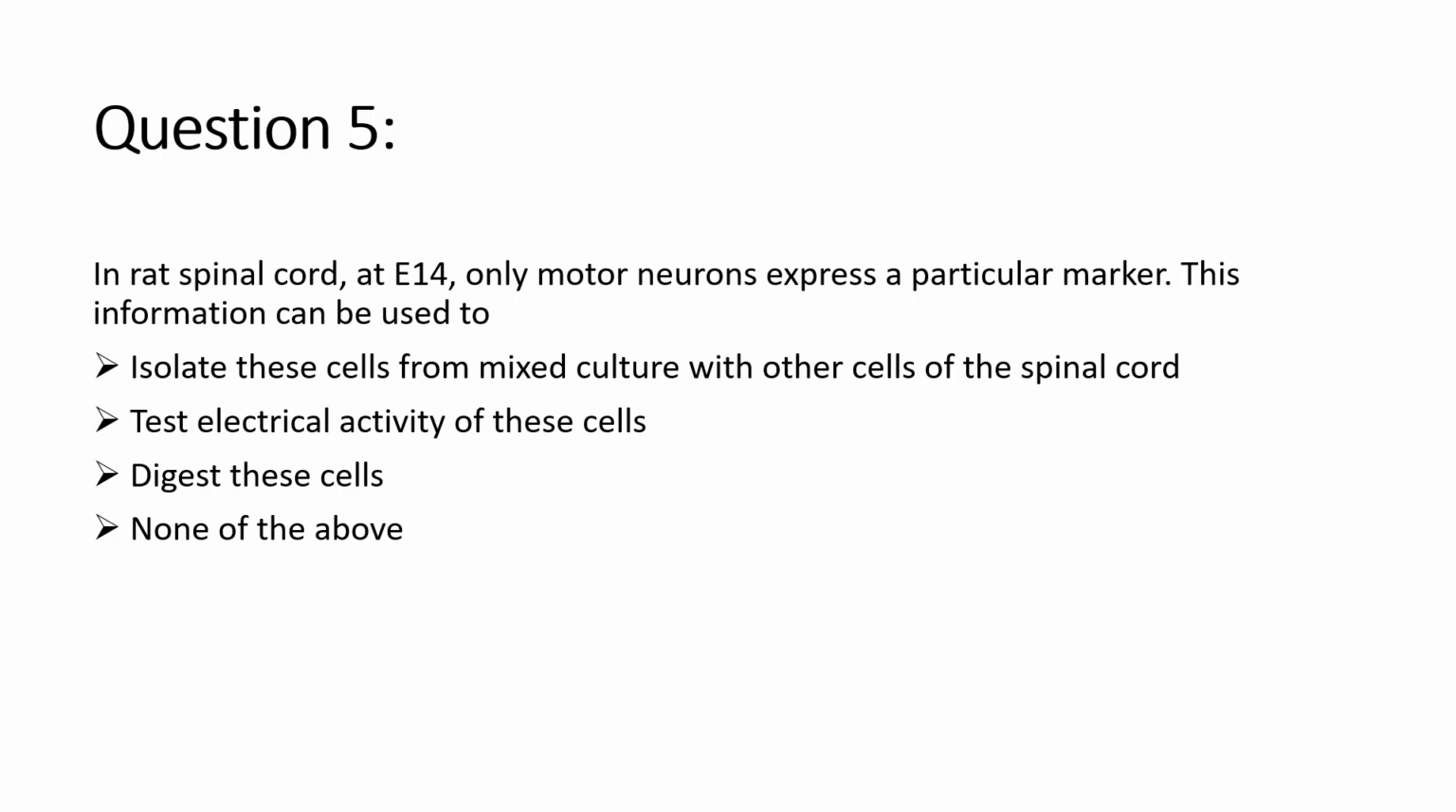So we have seen that markers are used to identify cells at a particular stage. We could use specific antibodies directed against them to identify cells bearing a particular kind of marker. So you can write the answer and we will see what the correct answer is.